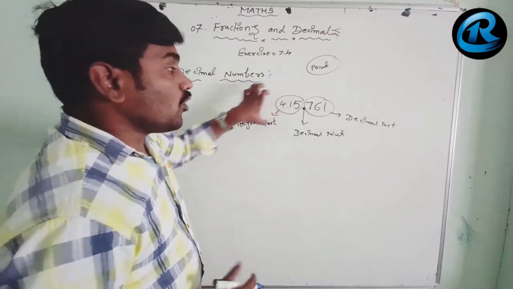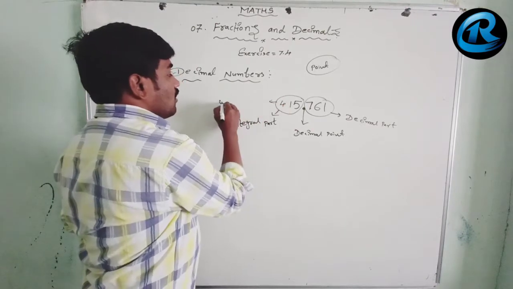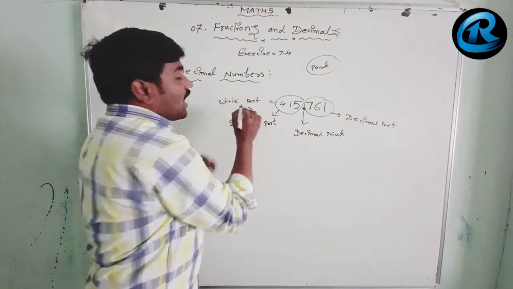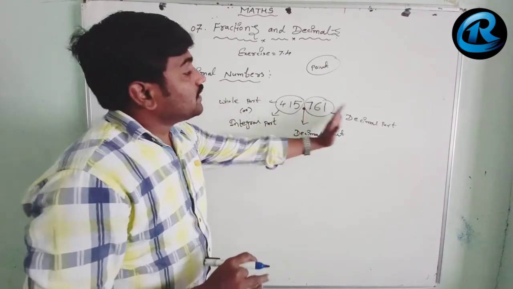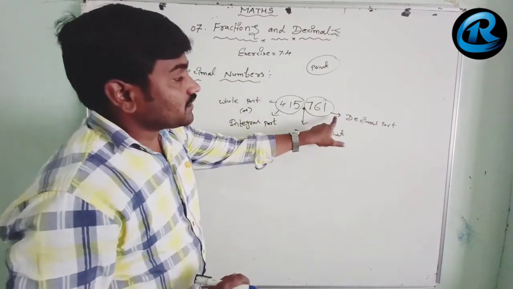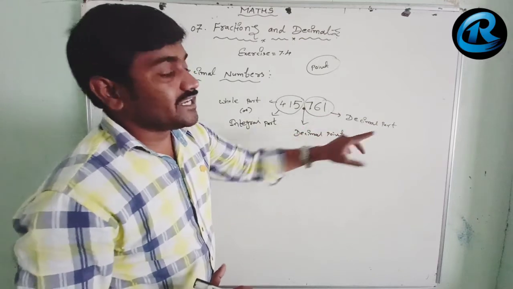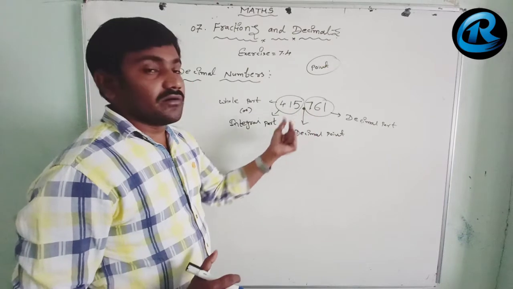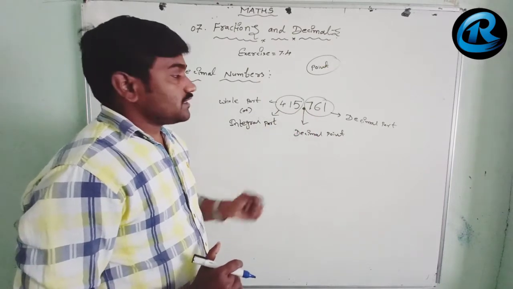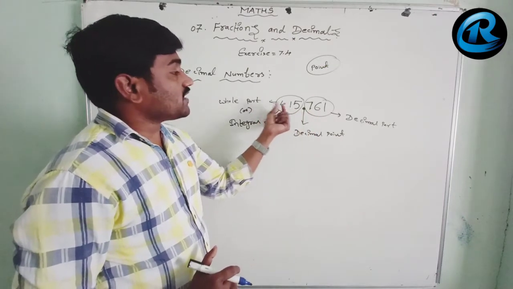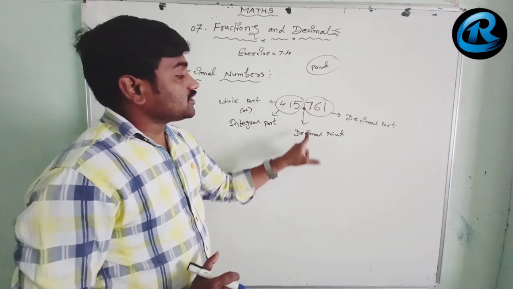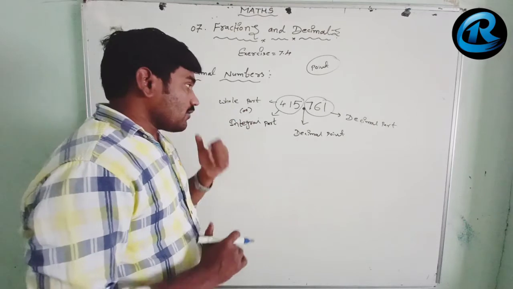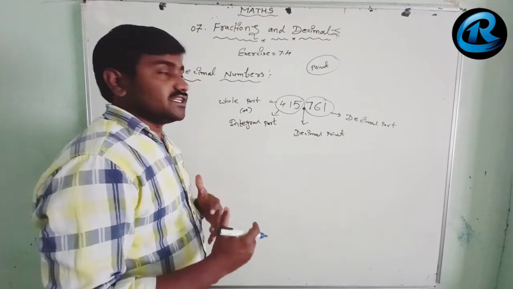The integer part is also called the whole part. The right side of the decimal point is known as the decimal part, and the point which divides the whole part and the decimal part is known as the decimal point. Now the place values will also change.